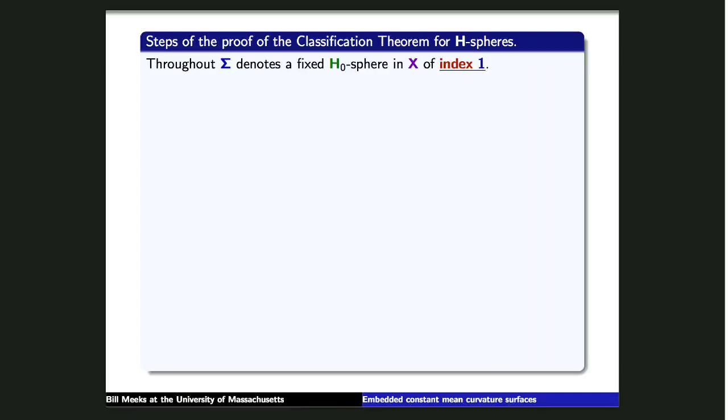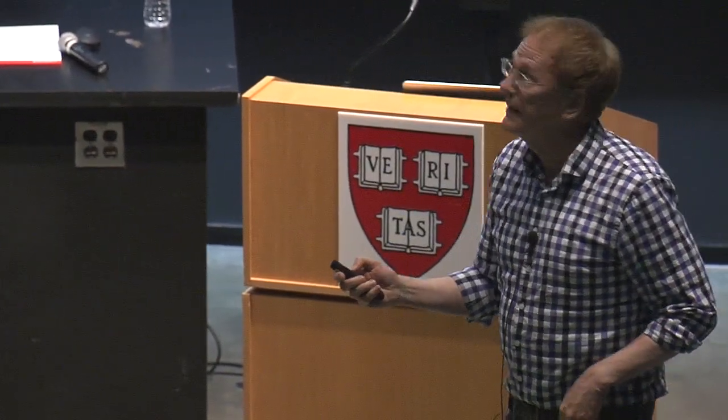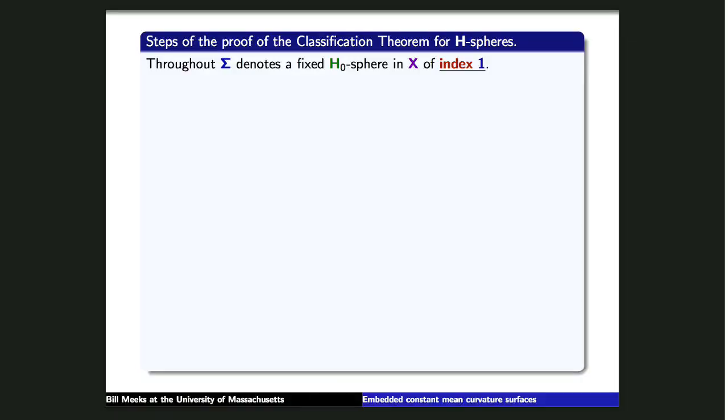Sigma is a fixed H0 surface in X of index 1. Okay? Those exist, for example, take a teeny volume, solve the isoperimetric problem. You can see you have a little, almost round sphere, and that little almost round sphere has index 1. Okay? So these things exist. There's at least one, but I'm going to fix it for a while, before I look at any other spheres. I'm going to fix this one of index 1.